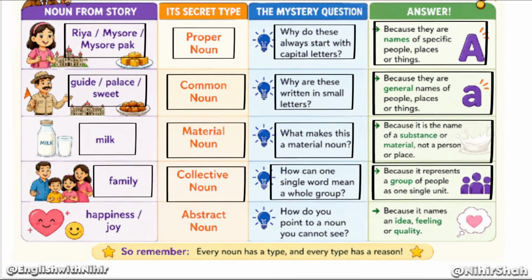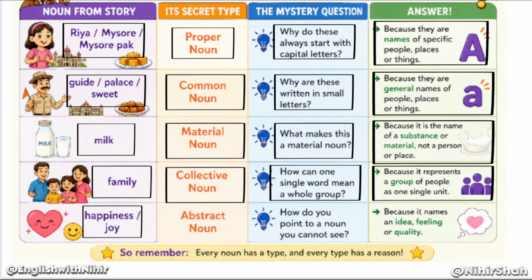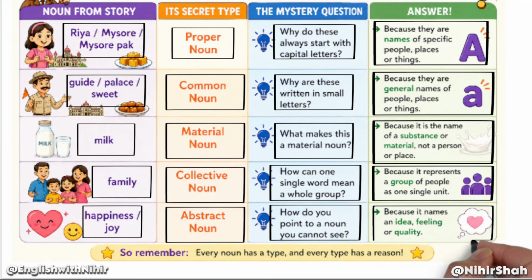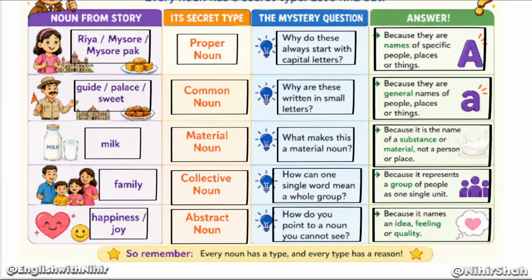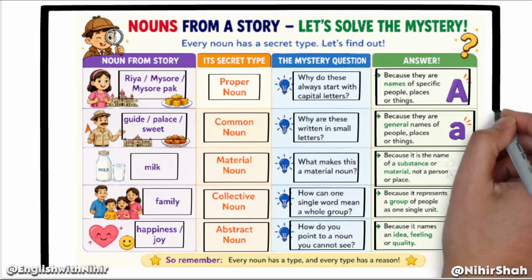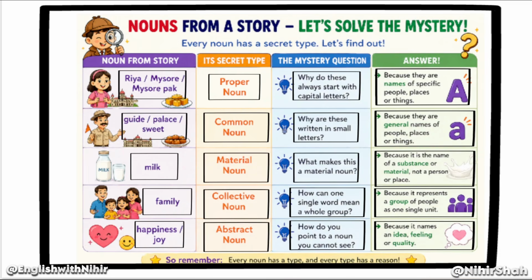Finally, look at happiness and joy. Can you see or touch them? No. That's why they are abstract nouns. They are feelings that we express. Perfect. You have now solved every mystery in our story.